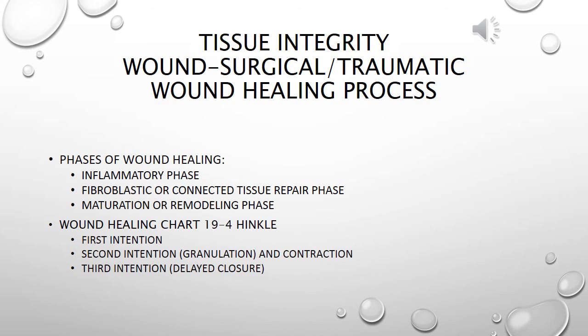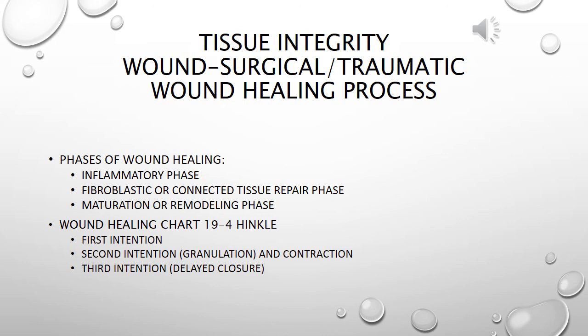Within the concept tissue integrity, the exemplar wound, surgical traumatic, has a wound healing process. There are phases of wound healing. First is the inflammatory phase, then we have the fibroblastic or connective tissue repair phase, and third, the maturation or remodeling phase. Within this wound healing, there are intentions. On chart 19.4 in the Hinkle ebook, there are descriptions of first, second, and third intention.